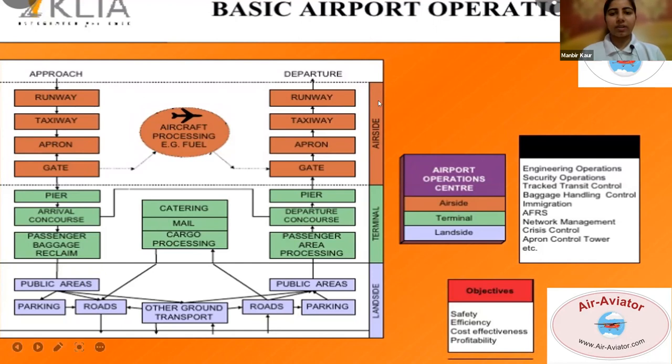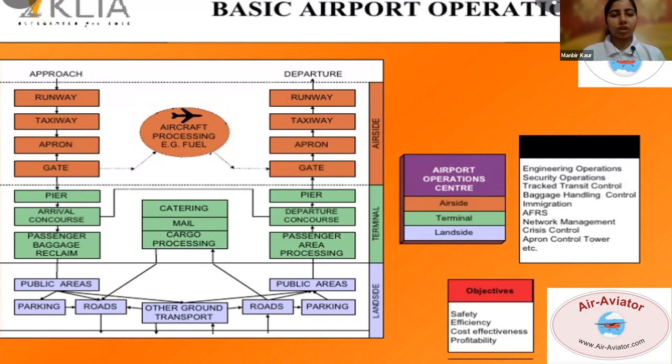And if I talk about the airside, the airside is a place where an aircraft is being prepared for flight. We will talk about both the approach and the departure. For the approach, an aircraft proceeds to the runway and asks for permission from ATC to fly. After approaching the taxiway, it starts its flight. Similarly for the departure, these are a few operations which are done at the airside.